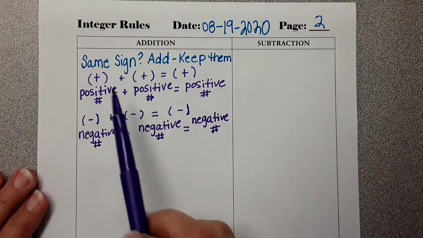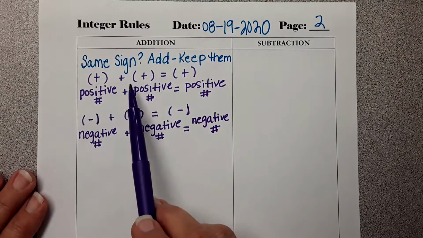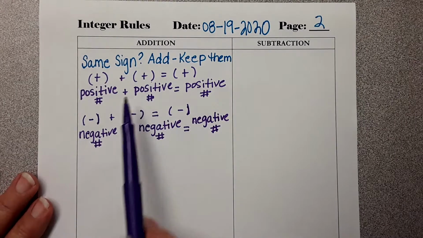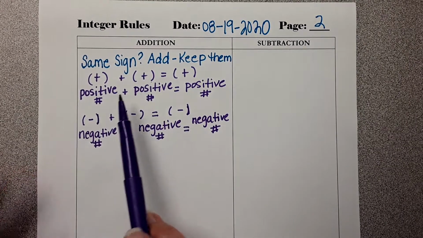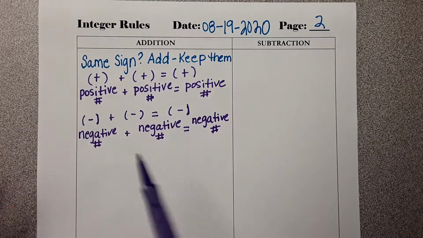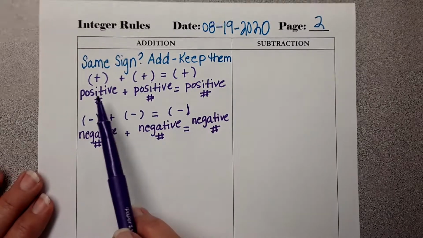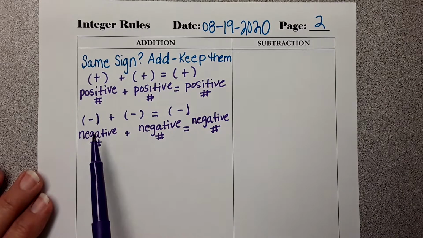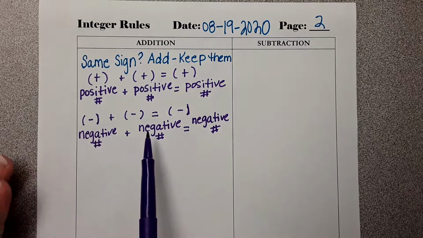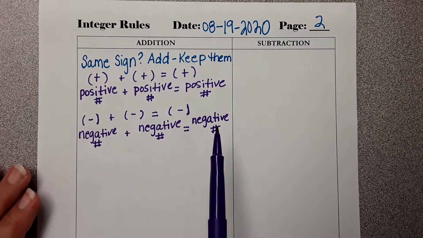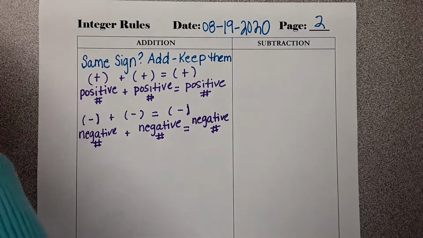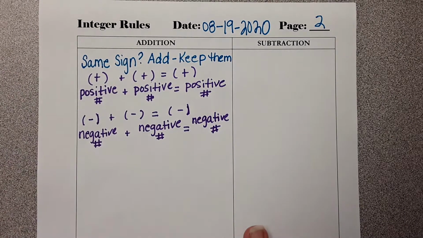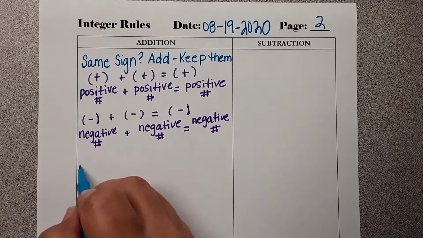So you guys, ask yourself, do the numbers have the same sign? So are they both positive? Are they both negative? Are all 3 of them positive or all 3 of them negative? It depends on how many numbers you have. If they're all positive, you're going to add them together and leave them positive. If everything is negative, you'll add them together and your answer will be negative. But what happens if they have different signs? It has an addition, but they have different signs.